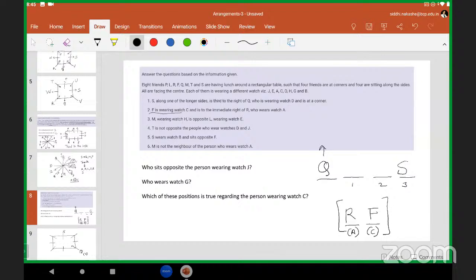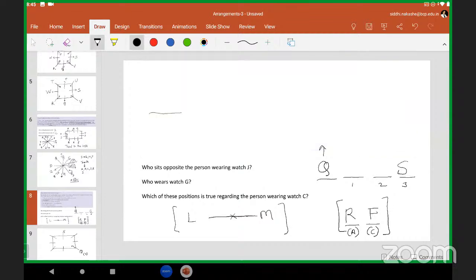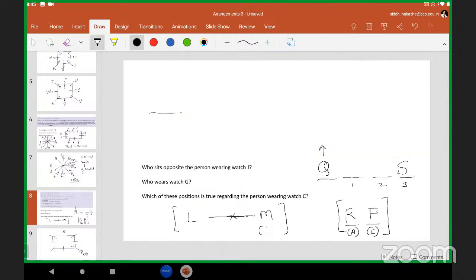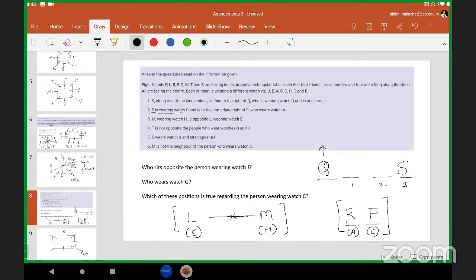Now M wearing watch H is opposite L. So if L is sitting over here, then M will be exactly opposite. Always try to denote in such manner so you can remember the points. Whenever there's a straight line and I'm putting a cross on it, which means they are exactly opposite each other. So now M is wearing a watch H and L is wearing a watch E. Now S wears watch B and sits opposite F.